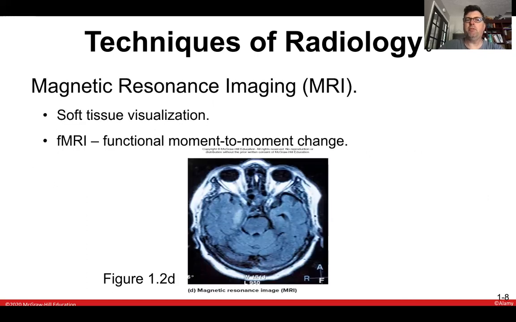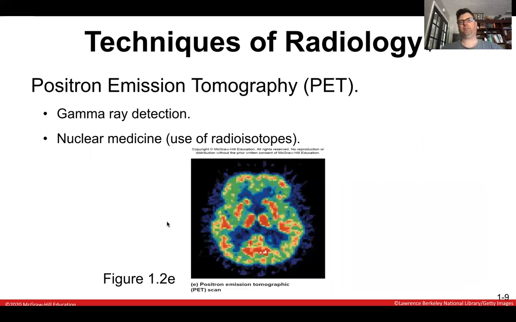Magnetic resonance imaging is for soft tissue visualization, and fMRI is functional moment-to-moment change, so you can actually see changes in the structures as they are operating. Positron emission tomography, or PET scans, use gamma ray detection and are a branch of nuclear medicine which involves the use of radioactive tracers in the subject.